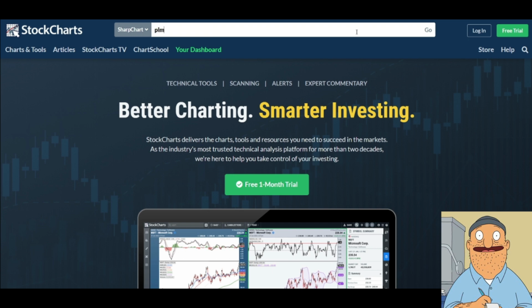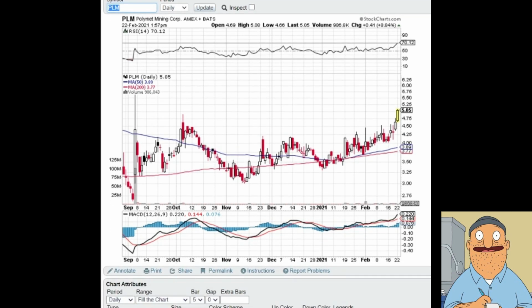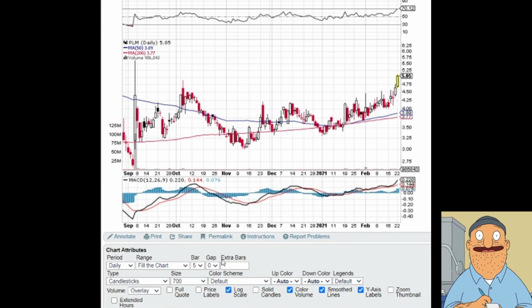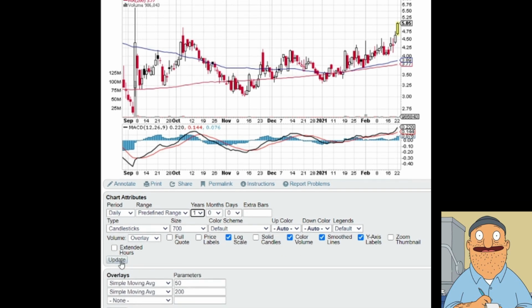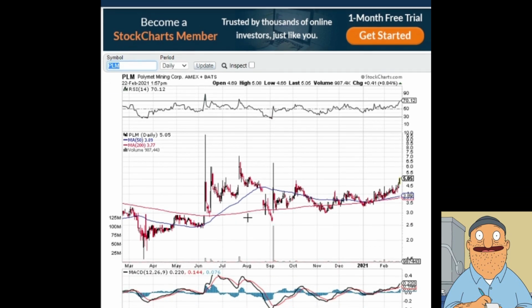First, I'm going to be talking about PLM, or Polymet Mining. So here's our chart, and first thing I do is I come down here to range, and I do predefined range so I can control it. I'll start off with a 1 year, and then I'm going to click update. So this is our 1 year chart, and this red line here in the middle is the 200-day moving average. And the blue line is the 50-day moving average. All that means is it is the moving average for 200 days or 50 days, depending on the number.